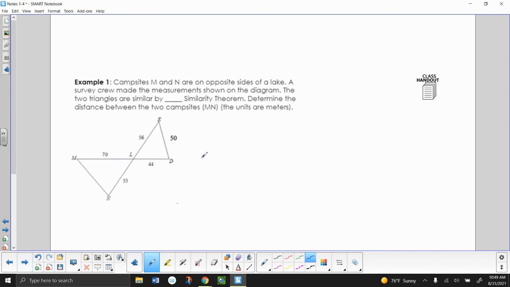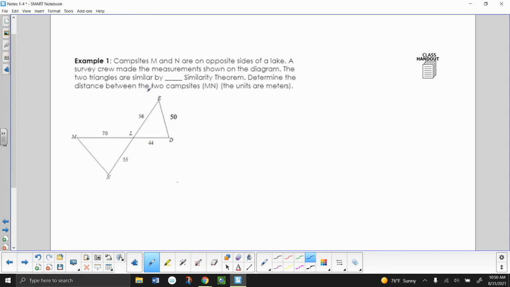So let's look at a couple examples of applying what we learned about similarity. Here it says campsites M and N are on opposite sides of a lake. A survey crew made the measurements shown in the diagram. First of all, we need to figure out how the triangles are similar, and then we need to determine the distance between the two campsites. So we're solving for the length of MN. First thing we need to do, we have to prove that the two triangles are similar. We can't solve for this side until we determine that the two triangles are similar.